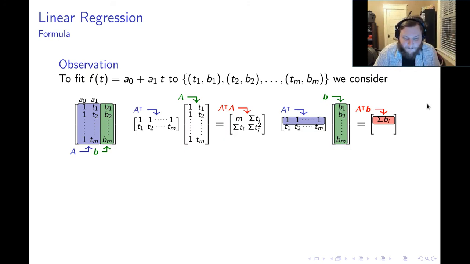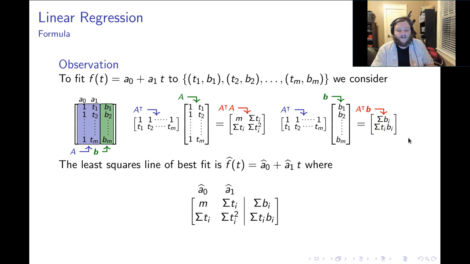And then the second coordinate here will be the inner product of the vector organizing all of the x-coordinates of my data with all of the y-coordinates of my data. And so that's the sum of all of the products of each of the coordinates in each of the data points. So this is all the information I need to set up my least squares problem. So the least squares line of best fit would be f hat equals a0 hat plus a1 hat times t, where the coefficients a0 hat and a1 hat are obtained by solving the least squares problem.